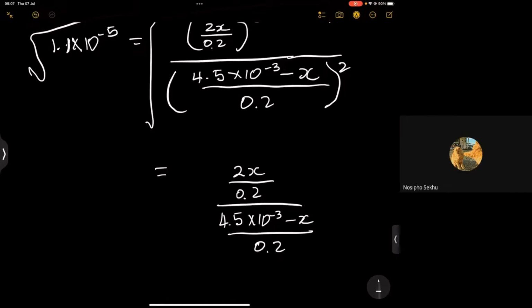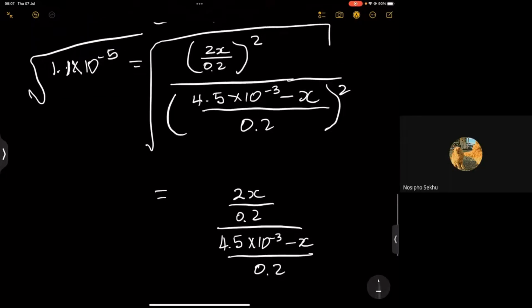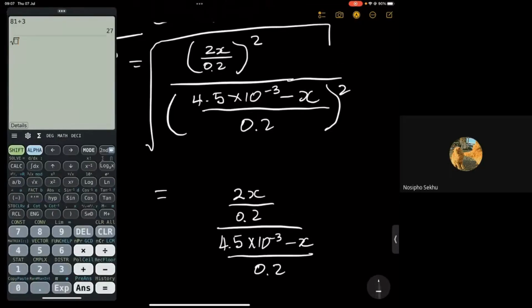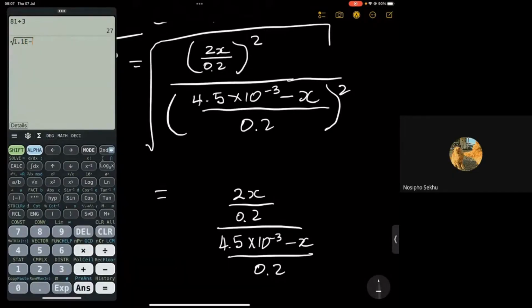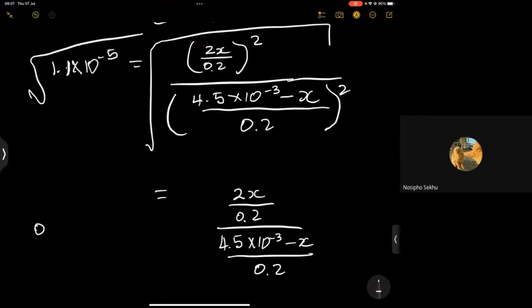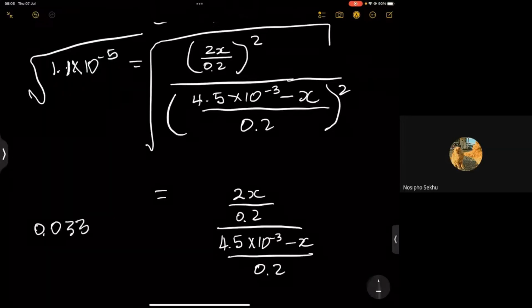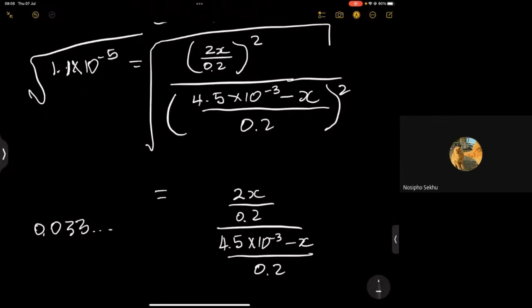Okay. And this would be equal to, let's see, square root of 1.1 exponent minus 5. Okay, so it's that difficult value there. 0.0033 and so on. Okay. Right. So 0.033 and so on. Okay, I'm going to leave that value. Of course, you don't want to round off at this stage, right?